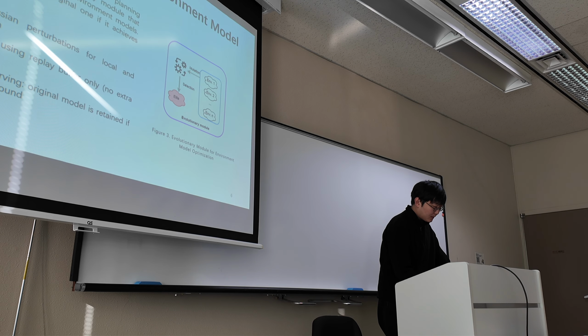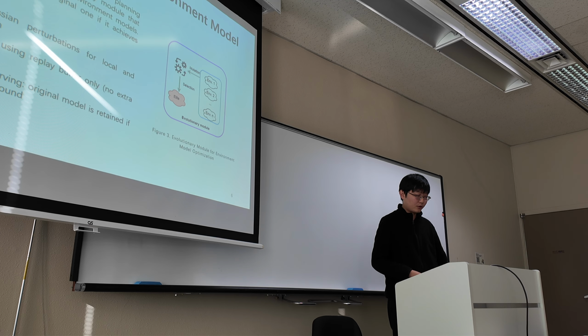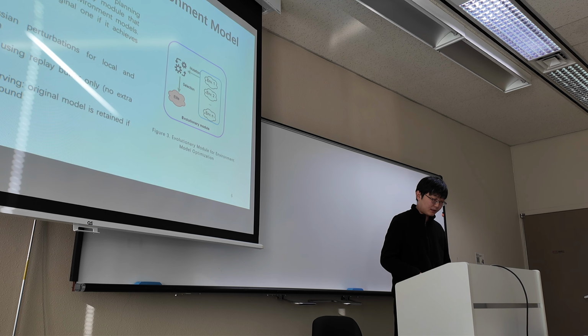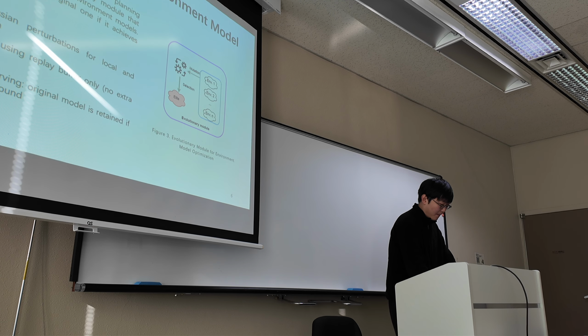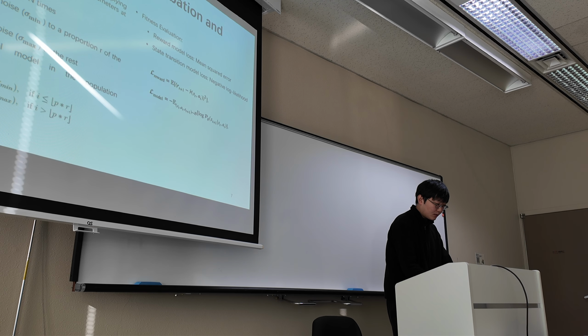And this is the evolution module, and this is the key component of our study, and it includes three important mechanisms. And the first is dual scale Gaussian perturbations for local and global exploration. And the second is fitness evaluated using replay buffer only, so there's no actual interactions. And the third is performance preserving, and the original model is retained if no better model is found.